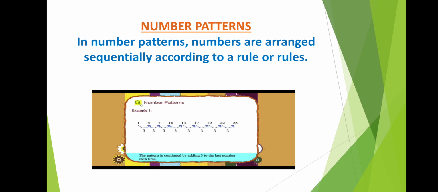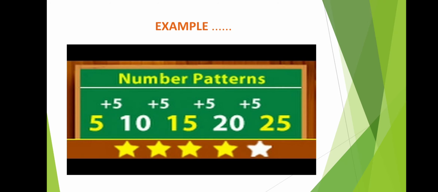Number patterns. In number patterns, numbers are arranged sequentially according to a rule or rules. Look at this example. In this pattern, the number is continued by adding 3 to the last number each time. This is a number pattern, where each time the rule of +3 is used to continue the pattern. This is another example of number patterns, where 5 is added each time to the last number to continue the number patterns.